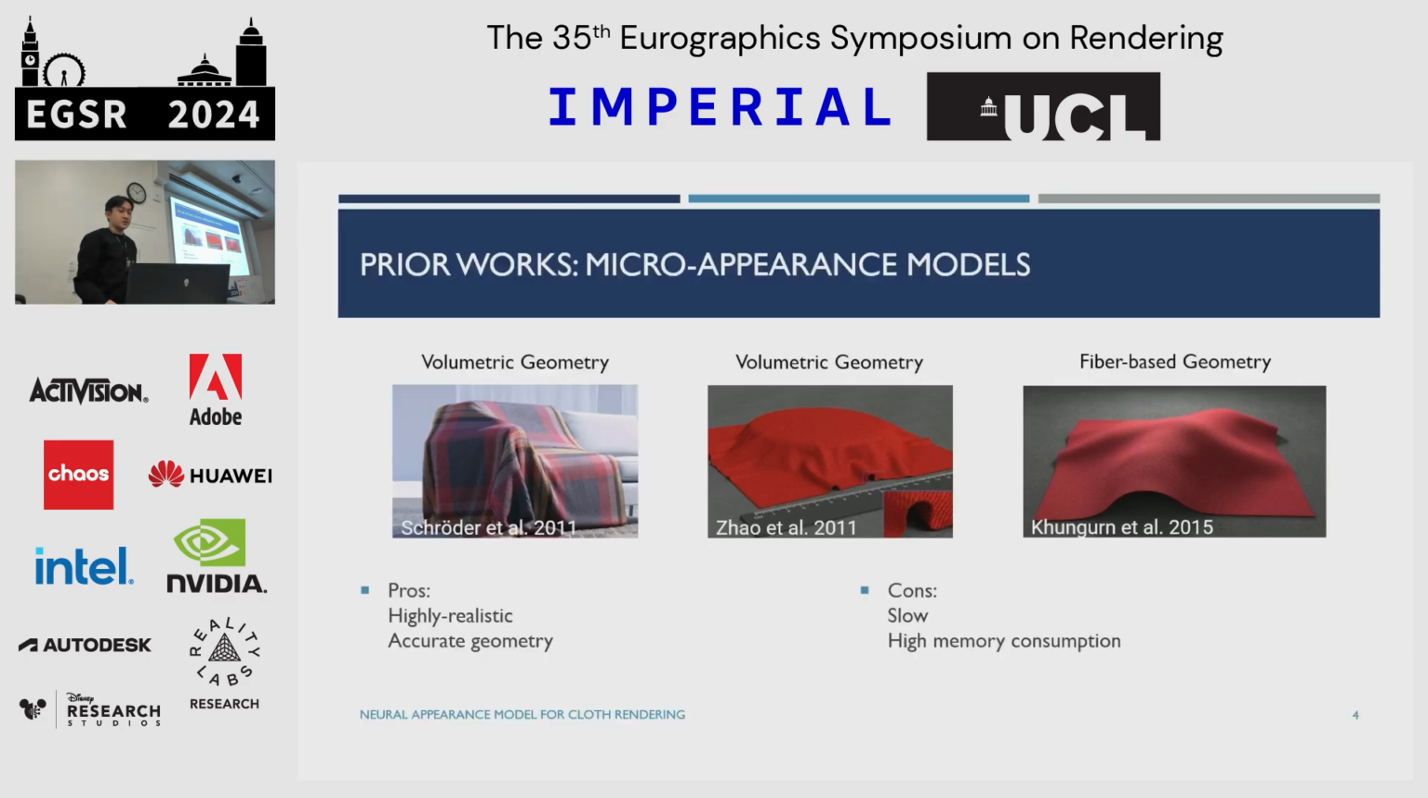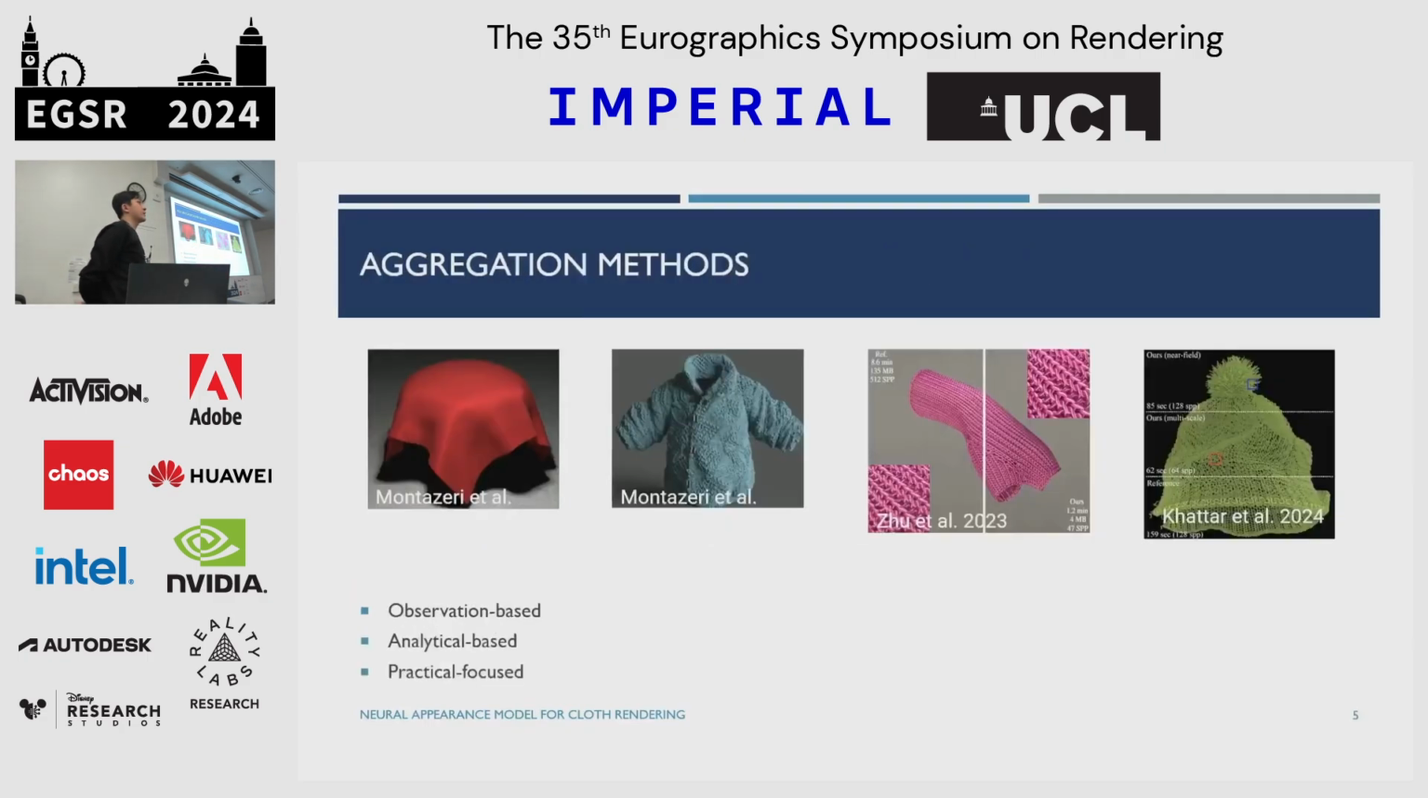So that is what we are trying to mitigate. Prior works tried to aggregate this by not using fiber-based models, but working at a higher level like ply-based or yarn-based, which are just fiber bundles treated as one single fiber bundle. These are observation-based, analytically based, and more likely than not more practically focused. So they might not give the best look, but they might be used for their ease and convenience.